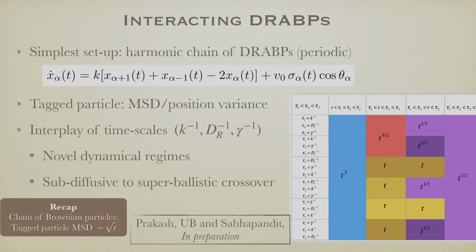So just to remind you, if we look at a harmonic chain of Brownian particles, then the tagged particle mean square displacement grows as square root t. So here again, for this kind of particles, we expect different kinds of dynamical regimes because of so many time scales, and this is what we get actually. So this is a schematic diagram showing the different kinds of behavior one can get. The first column is the very short time regime, where we don't expect to see any effect of the interaction, and indeed we see the t cubed behavior, which is the free particle case. And then depending on the order of the time scales, we get t to the power 5 by 2, which is again not seen for any kind of active particles, and then we get t, which is seen for this pure chain of ABP, and then at very late time square root t, which is reminiscent of the Brownian particle chain as we expect for very long time cases.